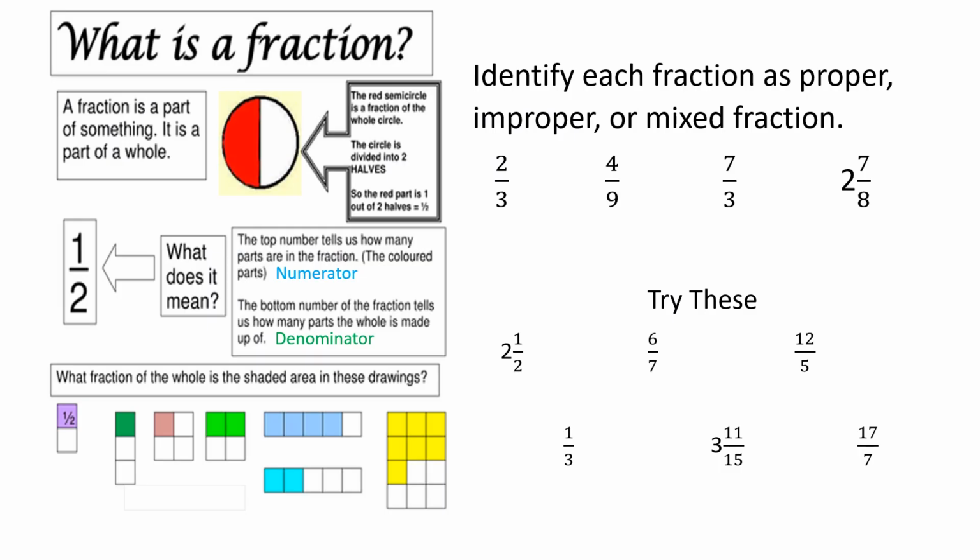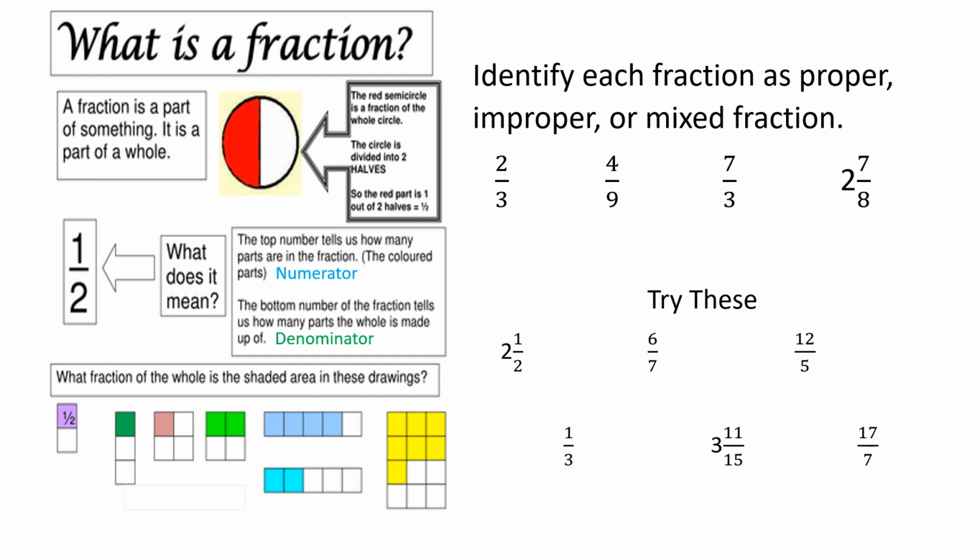What is a fraction? A fraction is part of something. It's part of a whole. The red semicircle is a fraction of the whole circle. The circle is divided into 2 halves, so the red part is one of 2 halves, which equals 1/2.